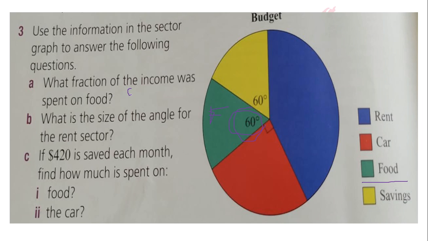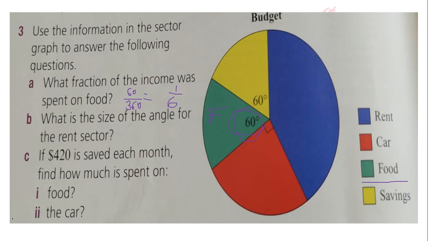So what fraction is spent on food? You can write 60, because the fraction is the whole thing, by 360. Now you can simplify this if you want to. So 60 divided by 360 will give us a simpler format, which is 1 by 6.